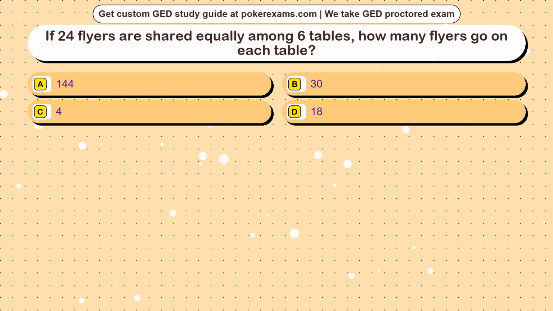Question 17. If 24 flyers are shared equally among 6 tables, how many flyers go on each table? Option A 144. Option B 30. Option C 4. Option D 18.